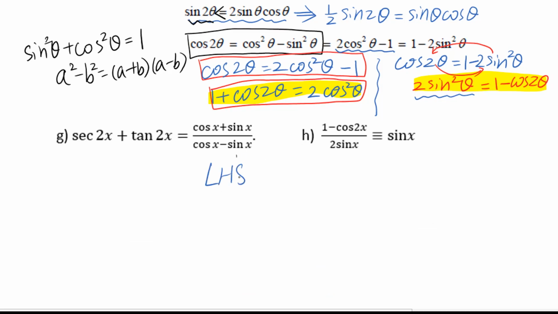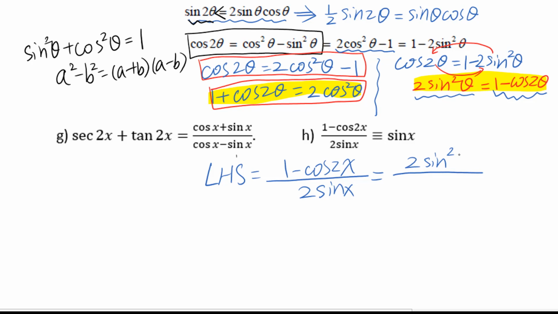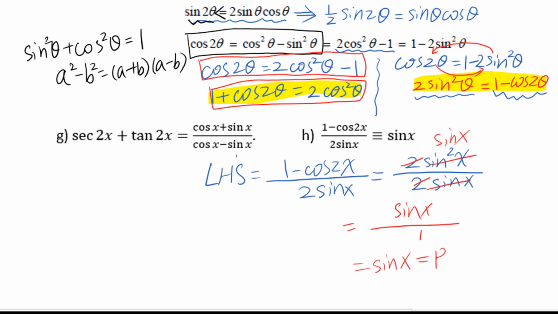The left hand side equals 1 minus cosine 2x all over 2 sine x. 1 minus cosine 2x is 2 sine square x, over 2 sine x. Then you can reduce. You will get sine x over 1, that equals sine x. So it equals the right hand side. We finish the proof.